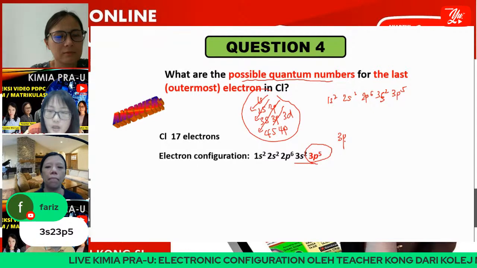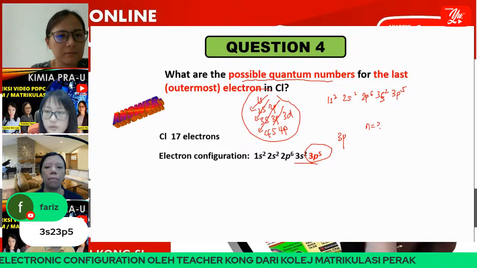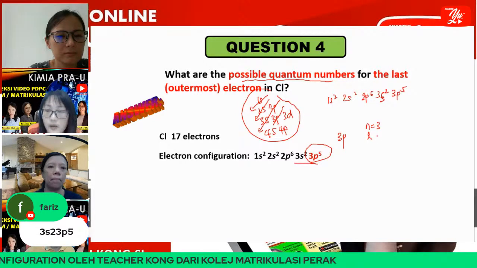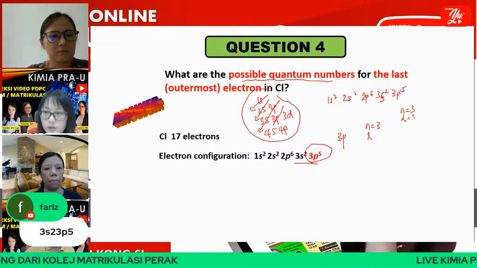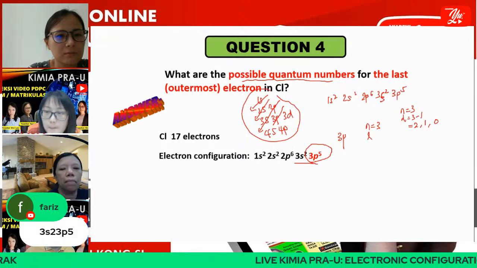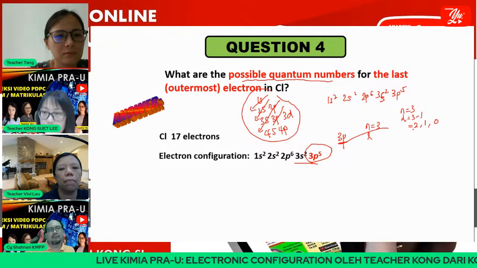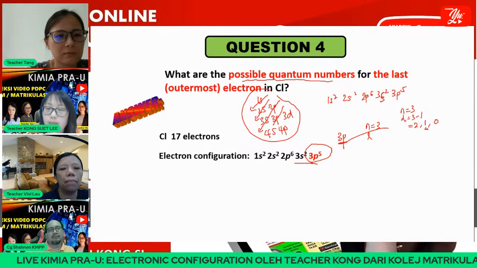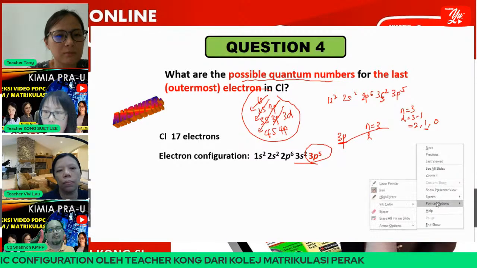We know for 3p, n equals 3. In this case, class, when n equals 3, l equals 3 minus 1, so equal to 2, 1, or 0. But in this case, it's the 3p subshell, so the 3p subshell is referred to as l equals 1.